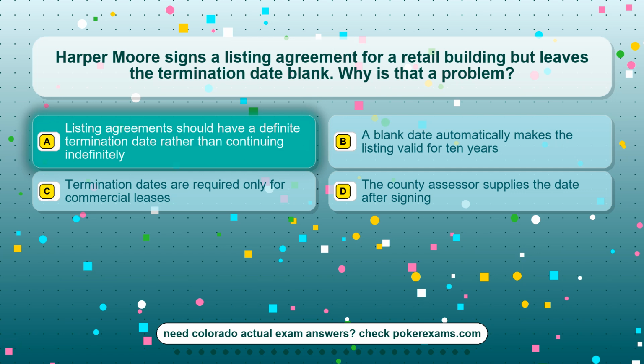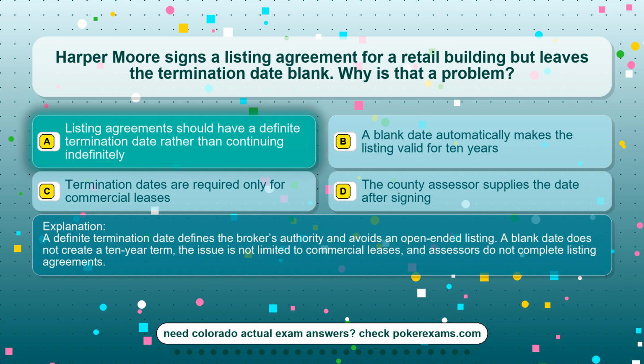The correct answer is option A. Listing agreements should have a definite termination date rather than continuing indefinitely. A definite termination date defines the broker's authority and avoids an open-ended listing. A blank date does not create a 10-year term. The issue is not limited to commercial leases, and assessors do not complete listing agreements.